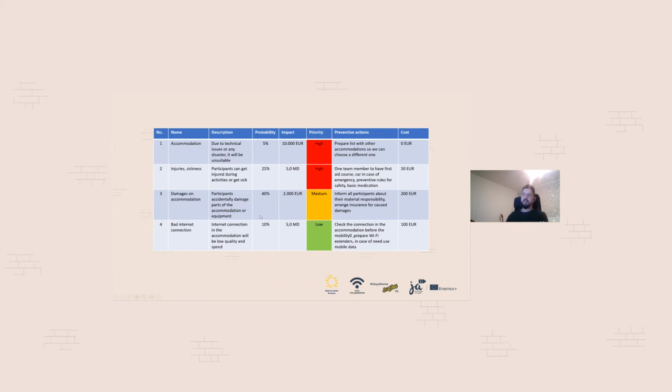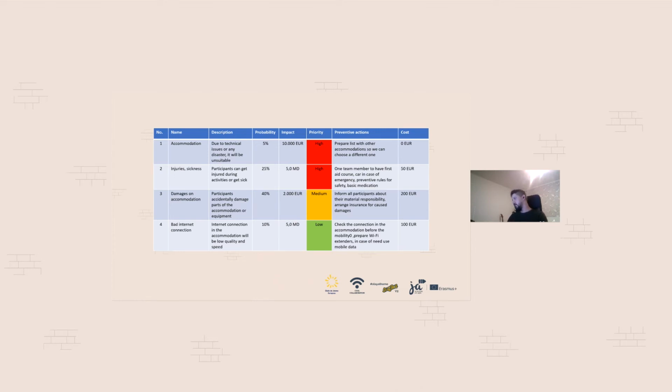Then damages on accommodation, where participants or the organization accidentally damage parts of the accommodation or the equipment. I maybe don't even remember a project where at least a chair didn't get broken. It's stuff which happens. If there are 50, 60 people in one place, there is a huge probability it will happen. I put 40%, but yeah, nobody's surprised. You accept it, you did some measures, it can happen. You can inform the participants about their responsibility for the material or caused problems, and suggest or arrange insurance for them. So if you break something, the insurance company will pay for you.